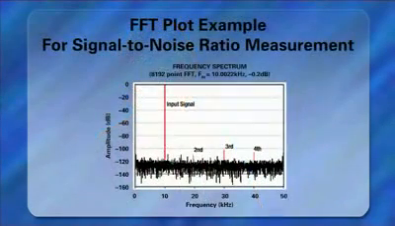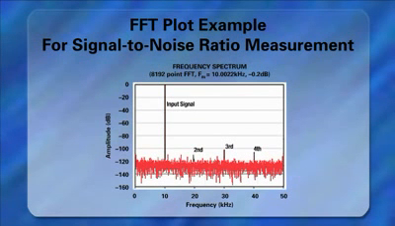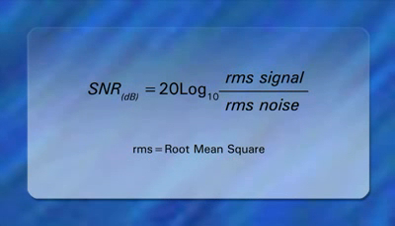THD is a critical specification for audio, communications, and geophysical applications. For the signal-to-noise ratio measurement, all of the energy in the remaining bins is integrated and compared to the fundamental signal level. SNR is a calculated RMS value that represents the ratio of RMS AC signal to RMS noise power, all below 1/2 of the sampling frequency.